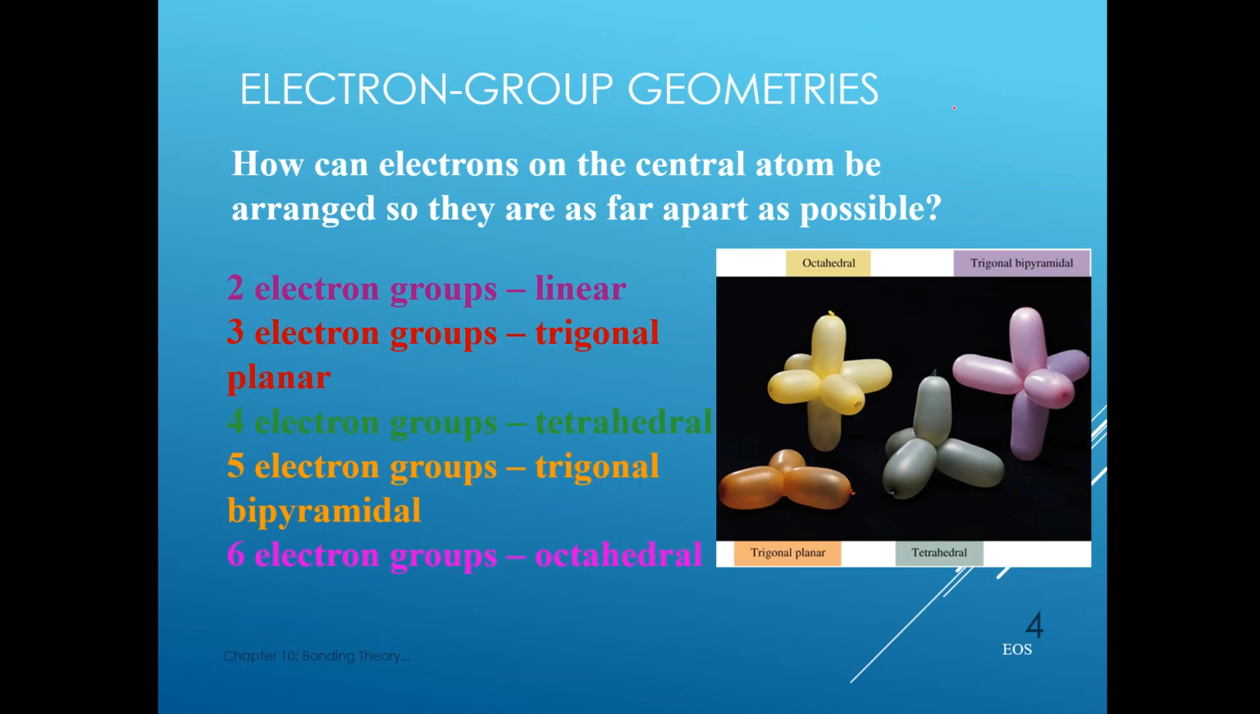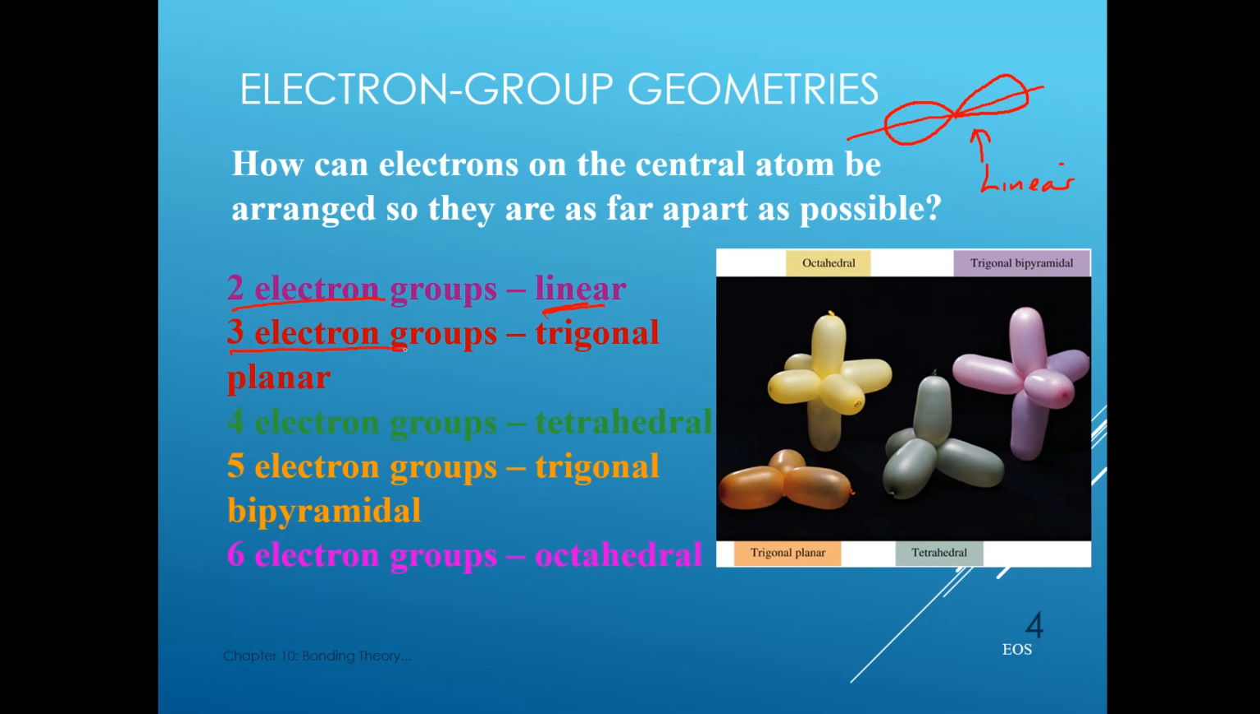So let me try to use my limited artistic skills to show you what that looks like. So if that is one balloon here and that is one balloon here, each representing an electron group, then if you can draw a straight line right through like this, then that's a linear arrangement. So this would be the linear arrangement for two electron groups, as stated here. For two electron groups, that's the geometry.